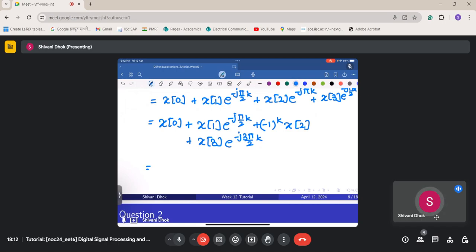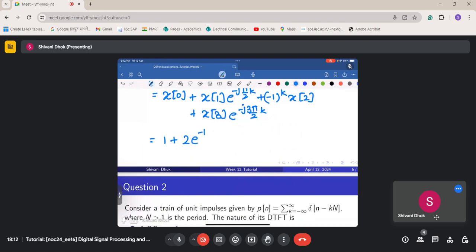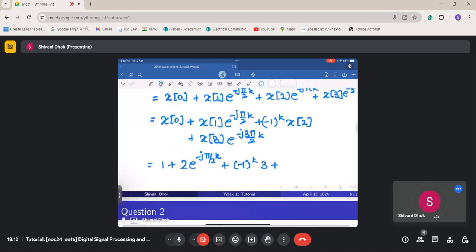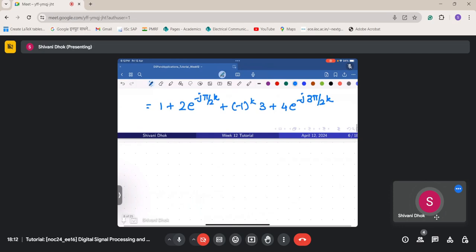So x of 0 was 1, plus x of 1 is 2, then minus 1 to the power k, x of 2 is 3, plus x of 3 is 4. Okay. So now let us find out each of these values one by one. So this is my x of k, general expression.